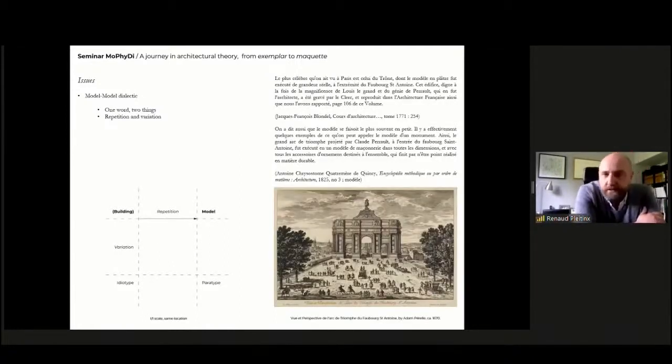A second limit case is the one where the variation between the holotype and its paratype is so little that the model becomes the building itself. This case finds a perfect illustration in the model of the triumphal arch designed by Perrault, which was, according to Jacques-François Blondel, built of plaster and close to the plot where the real one should have been built.